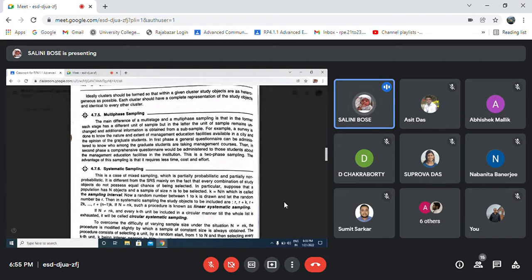Suppose a survey is done to know the nature and extent of management education facilities available in a city, and the opinion of the graduate students. So what does that mean? You have to do a survey to know the nature and extent of management education facilities available in the city. In the first phase, a general questionnaire may be administered to know which among the graduate students are taking management. This is the first phase.